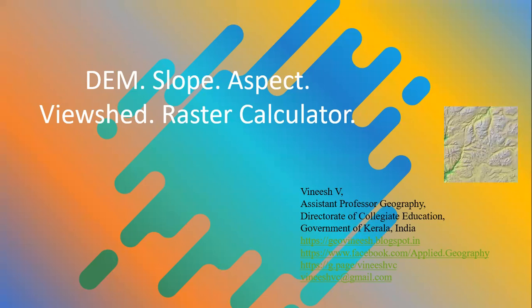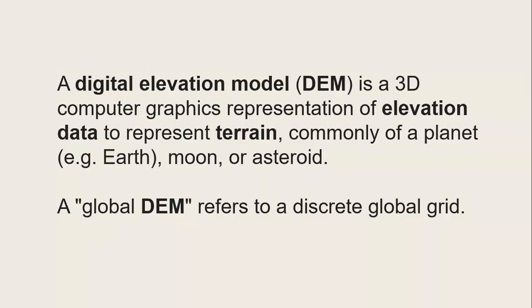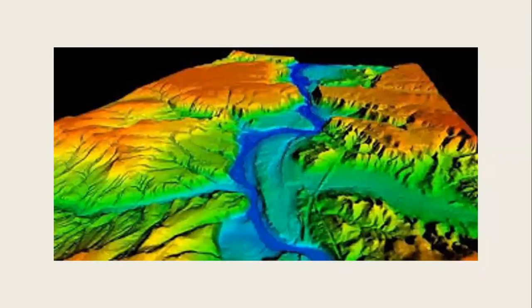Okay, so welcome to my video lesson. So what do we mean by a DEM? The abbreviation is digital elevation model. It is a 3D computer graphics representation of elevation data to represent terrain, commonly of a planet, for example the Moon or an asteroid. A global DEM refers to a discrete global grid. So it is a DEM, digital elevation model.